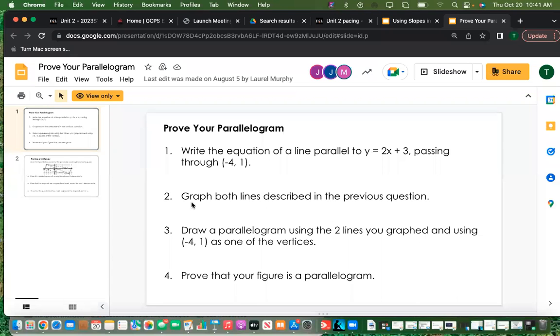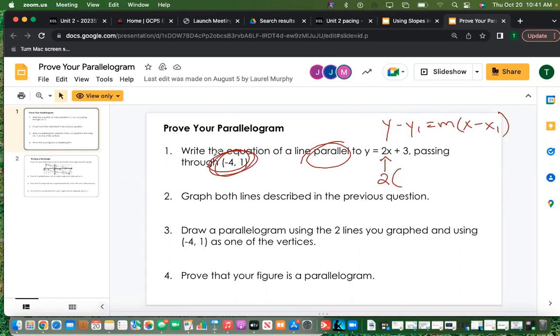Okay, so remember, we are going to use point slope form. Now, if I want it parallel, that means that's going to be the same slope as this line, right? So that means I'm going to plug in a 2 for that m.